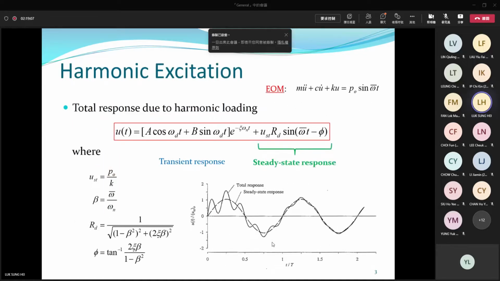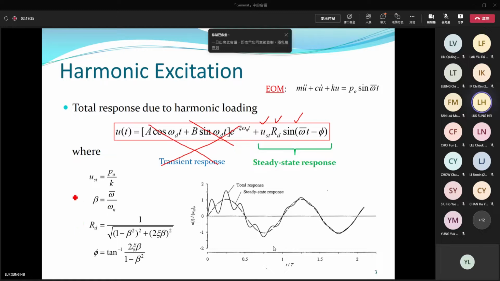After solving the differential equation, you can get the response of the structures in terms of displacement. There are two parts, transient and steady-state response. Basically, you can just focus on the steady-state response. The transient response is not our interest. The steady-state response is composed of 3 parts: UST, RD, and one oscillating function. We call it the steady-state response.